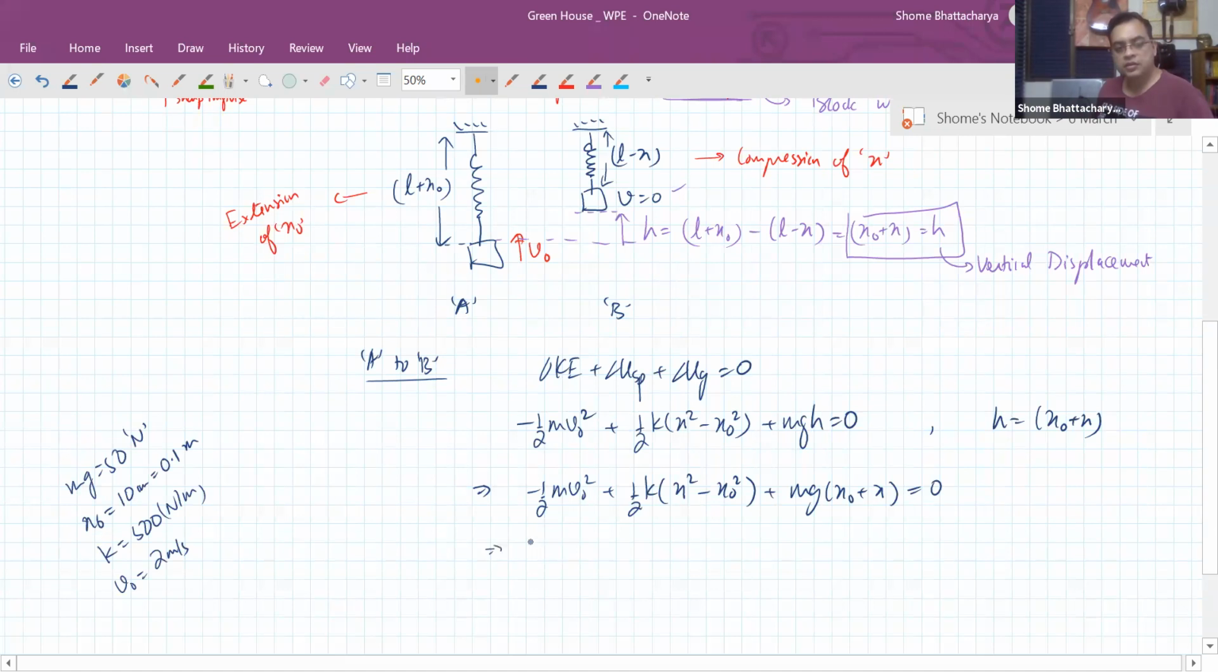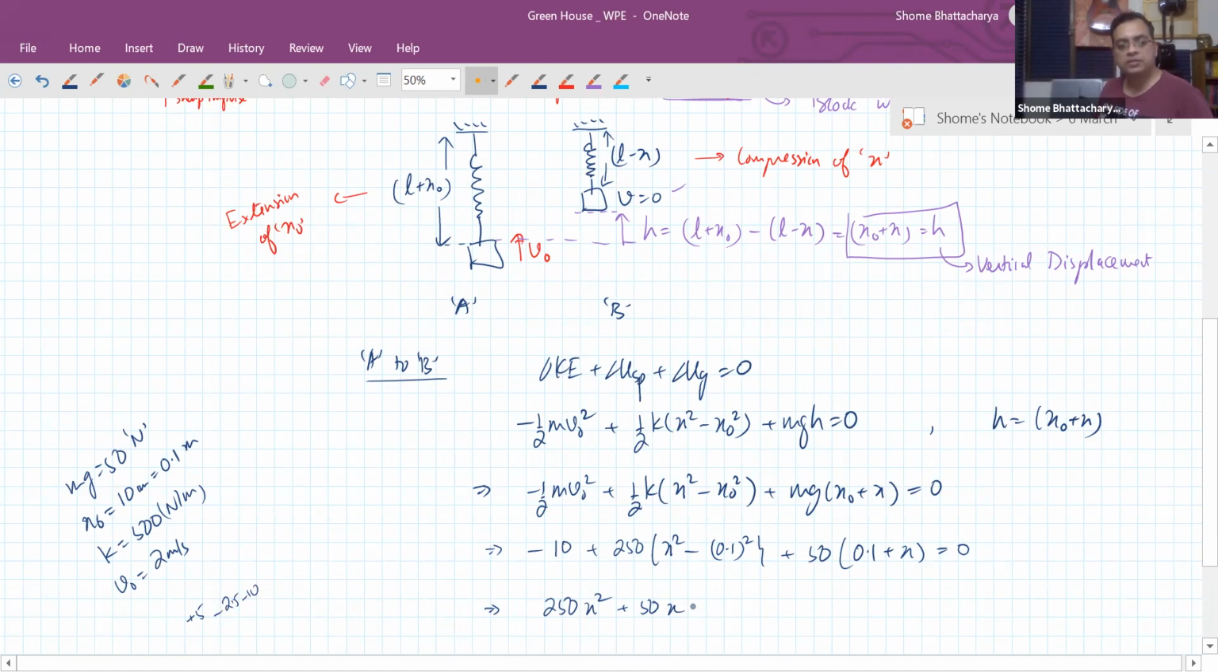So this becomes minus half into 5 into 2 square, so minus 10, plus 250 into (x square minus 0.1 square), plus 50 into (0.1 plus x) is equal to 0. So we'll get this kind of a quadratic equation. 250x square plus 50x, and then this will be plus 5, minus 0.01 into 250, so minus 2.5, minus 10.